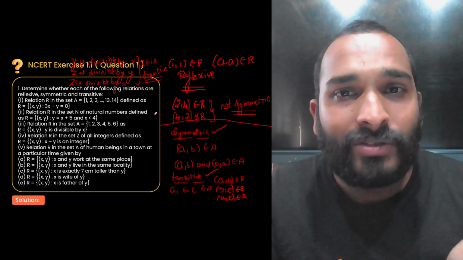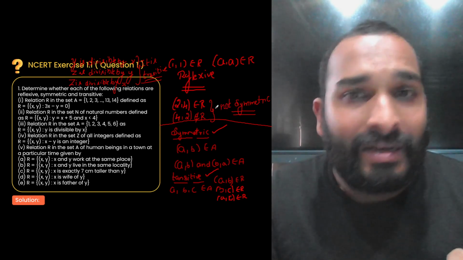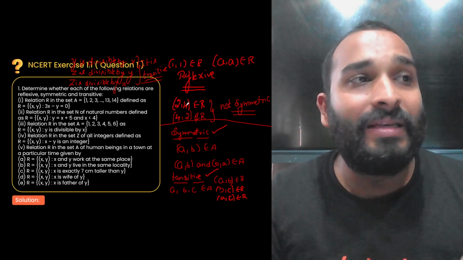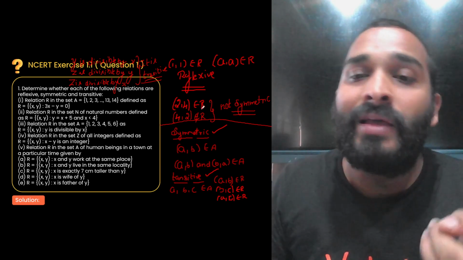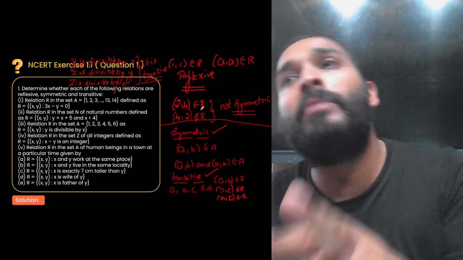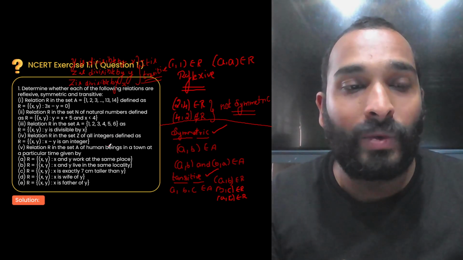I hope all of you understood this, and it is reflexive but not symmetric, but it is transitive. Is this clear? Why is it not symmetric? Because for x comma y, you can write y divisible by x, but you can't write x divisible by y. Yes, that is the reason. Now let us go for the fourth question.